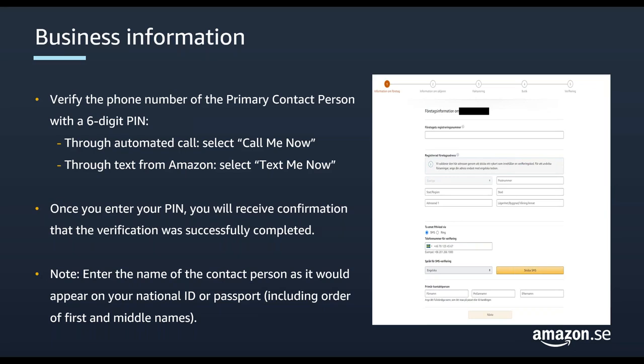Depending on your preference, you'll receive a call or text from Amazon within a few seconds following your request. That includes your one-time PIN. Enter this number and click on the Verify button. Once you enter your PIN successfully, you'll receive a confirmation that the verification was successfully completed. Note, enter the name of the contact person as it would appear on your national ID or passport, so including your order of first and last names.